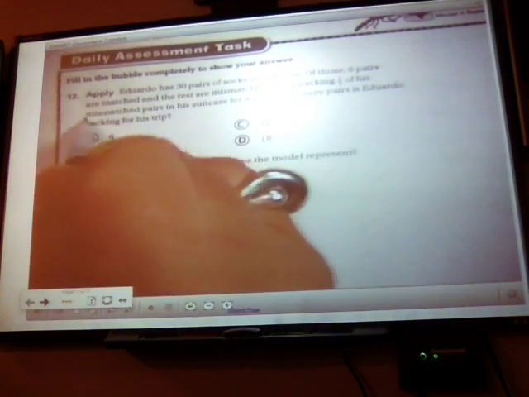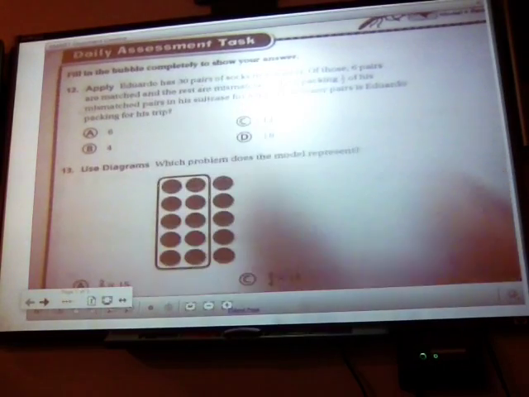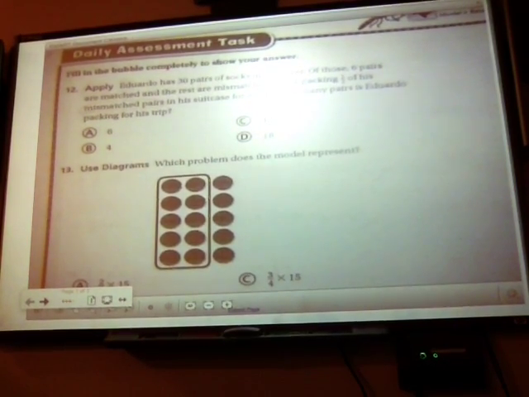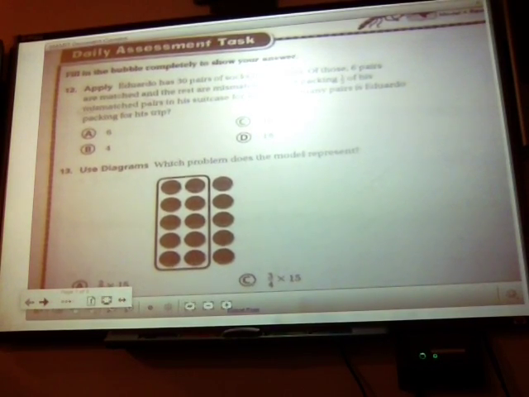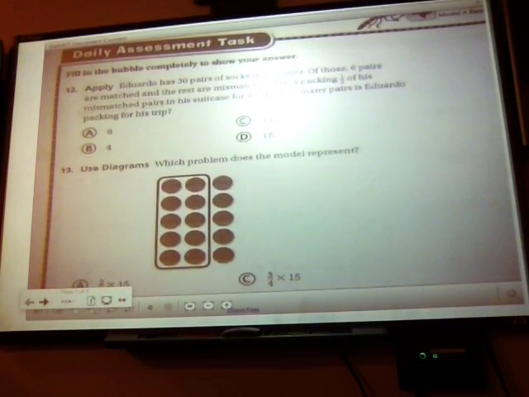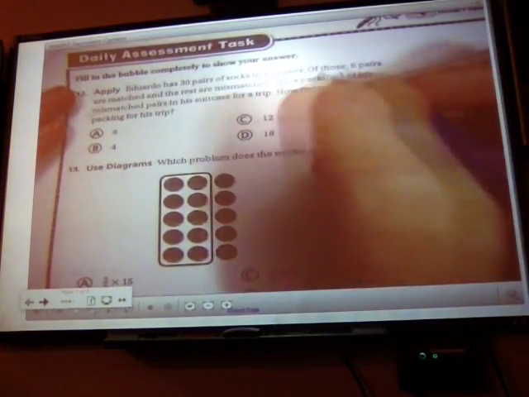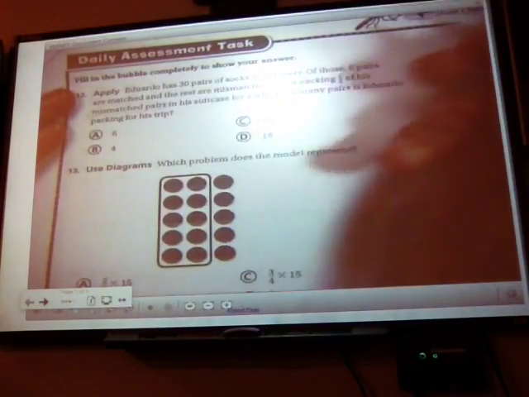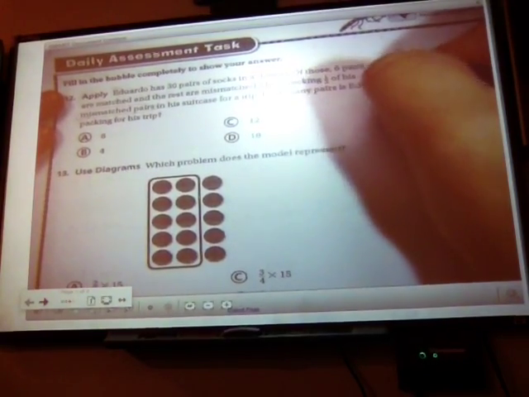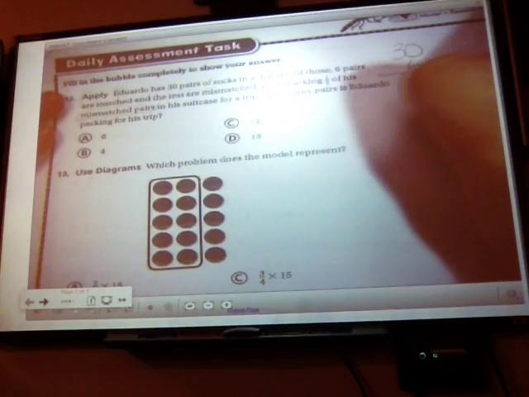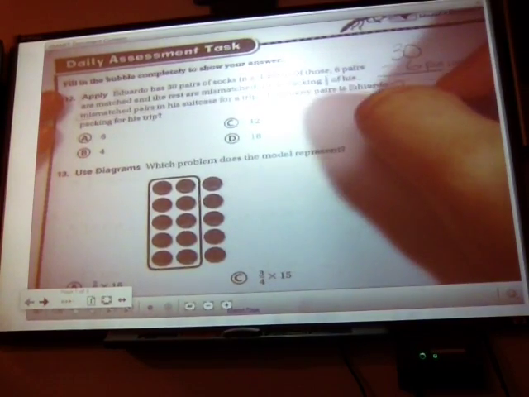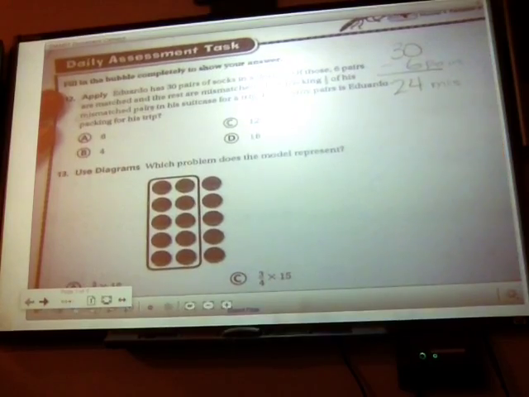So I'm worried about mismatched pairs of socks. So how many socks are mismatched? Well, I have 30 of them. Are 30 of them mismatched? No. How many are mismatched? 24. Look at this number. Of these, 6 pairs are matched and the rest are mismatched. So I have 30, taking away 6, because these are my pairs. That leaves me with 24 mismatched pairs.